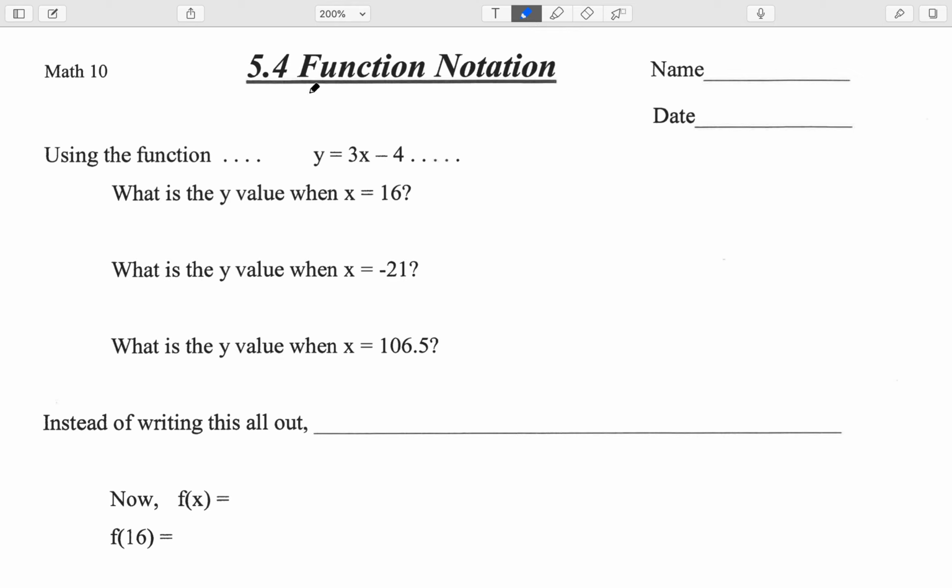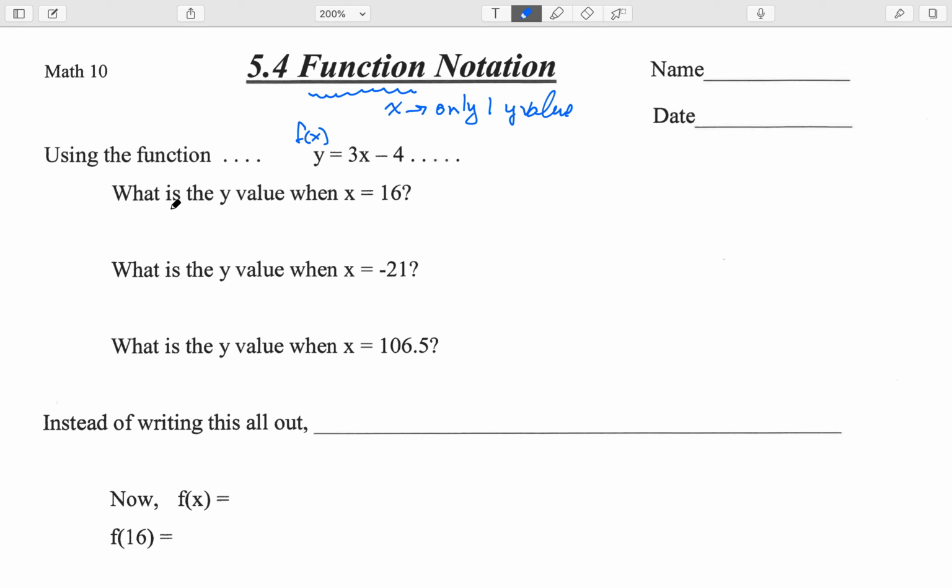Now remember, a function is a special kind of relation, right? Where every x value has only one y value. So you can't have more than one y value. In other words, if you can solve it as y equals, that means it's a function. And quite often we'll write it as f of x equals, right? Function of x is equal to whatever this is. Now this one's a straight line.